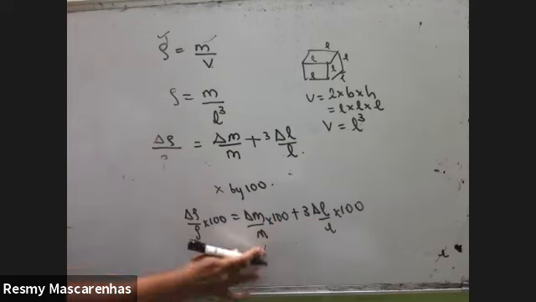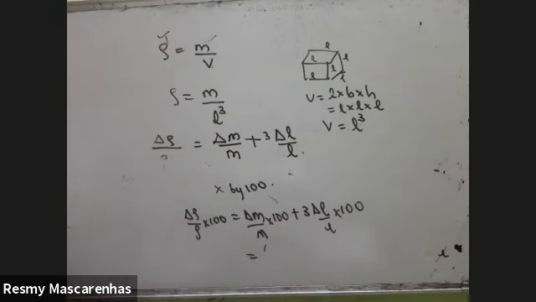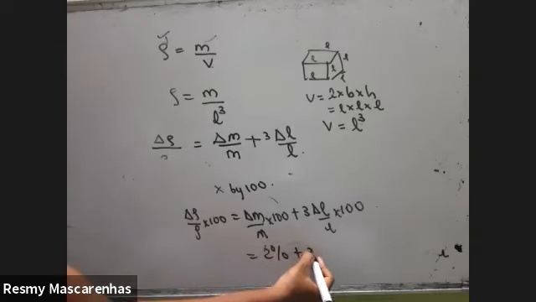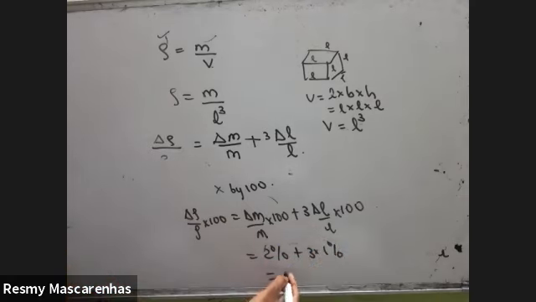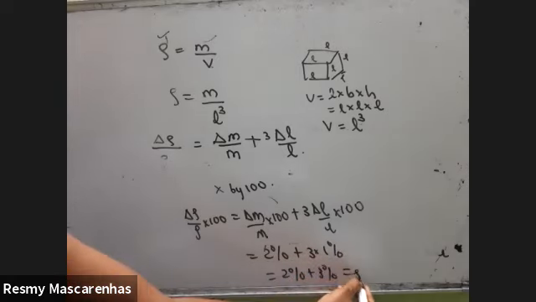So this will be how much in total? Directly given to you as 2% plus 3 times 1%. 3 into 1 will give me 3%. So total is 5%. So this is how you have to calculate your errors.